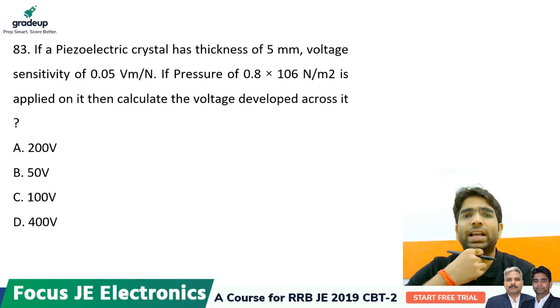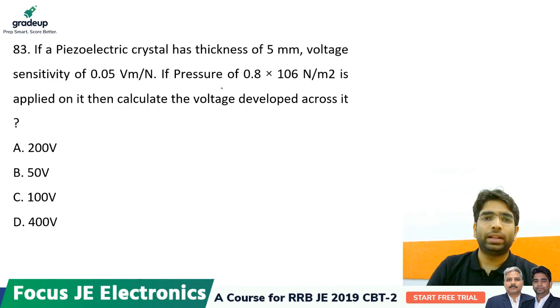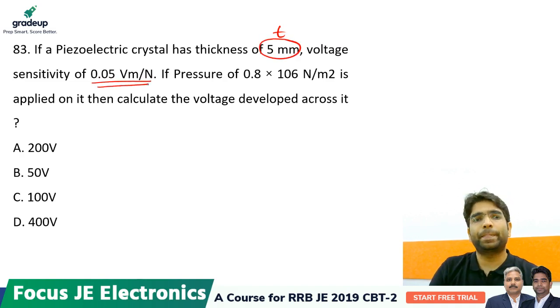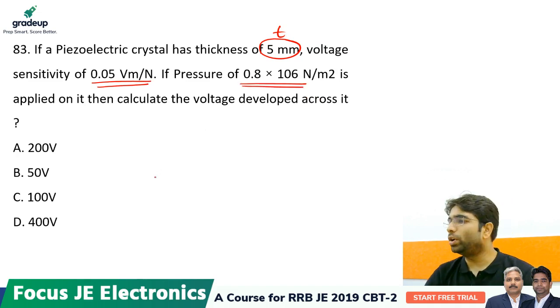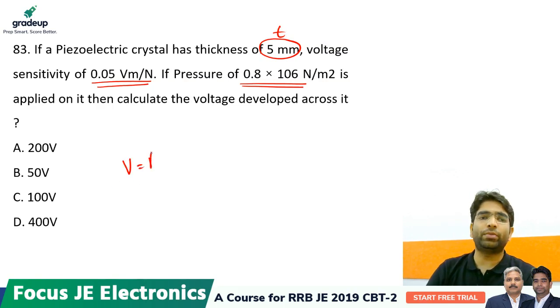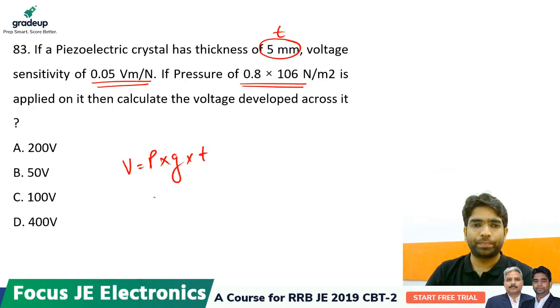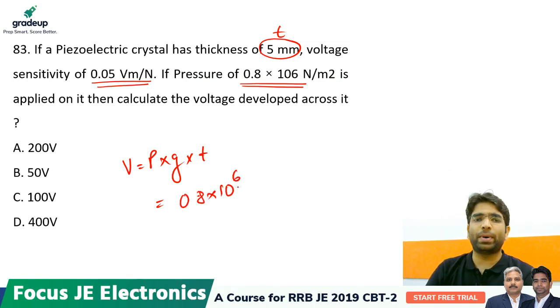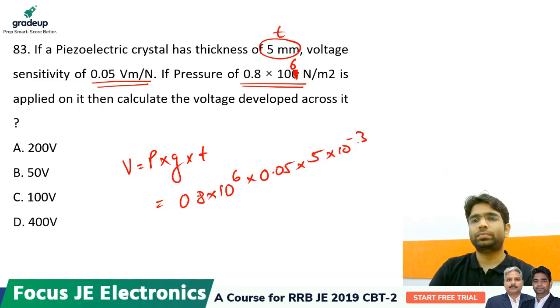If a piezoelectric crystal has a thickness T of 5 mm, voltage sensitivity is this, and pressure applied is this, then what is the voltage developed across it? Voltage equals P into G into T. Pressure is 0.8 into 10 raised to the power 6. The sensitivity is 0.05. The thickness is 5. Calculate and get the value, 200 volts.